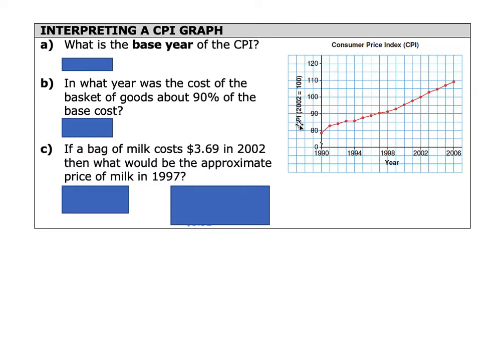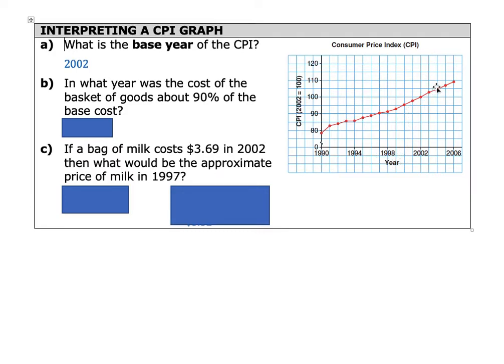We have to approximate. What is the base year of the CPI? So looking at this right here, we could see that they've indicated 2002 is marked as 100, our base value. And if you were to follow this increasing line, it only is the value 100 once at 2002. So what is the base year of the CPI? 2002. In what year was the cost of a basket of goods about 90% of the base cost?